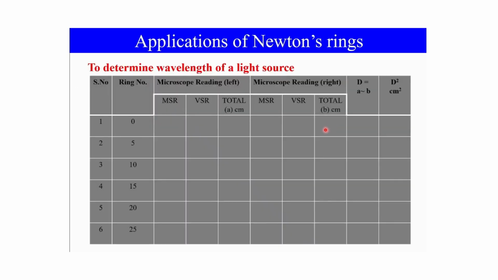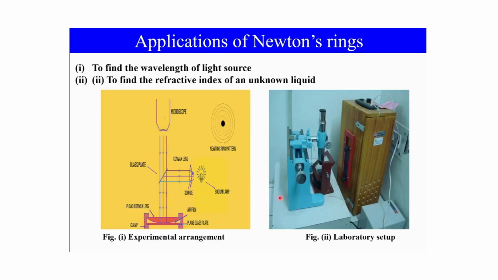Now using the travelling microscope we have to set the Newton's rings at the center of the crosswire of the travelling microscope. Now rotate the screw connected to the travelling microscope. This travelling microscope contains one screw. By rotating the screw either clockwise or anti-clockwise, the position of the microscope is going to change.